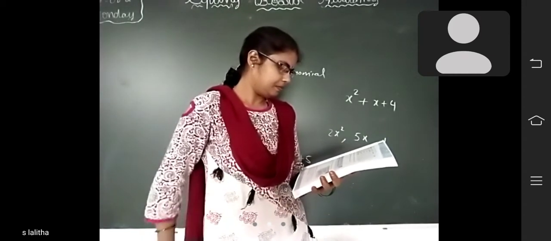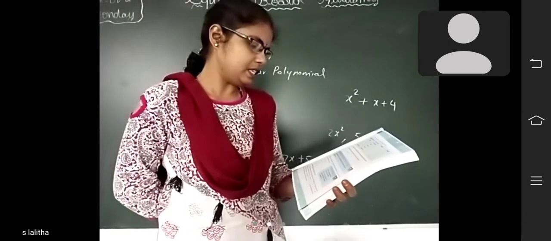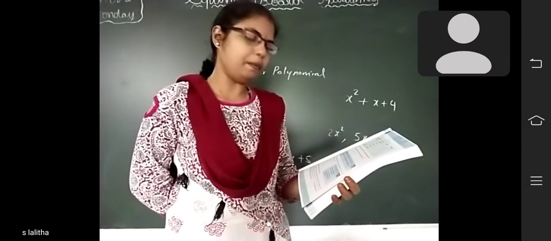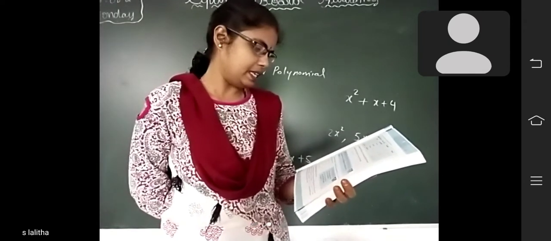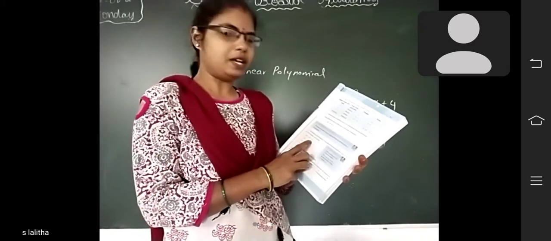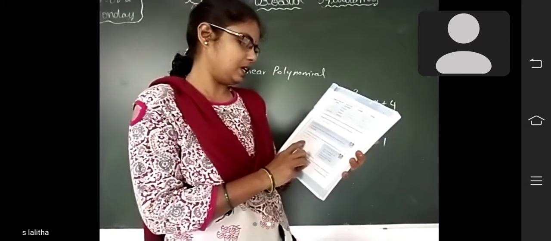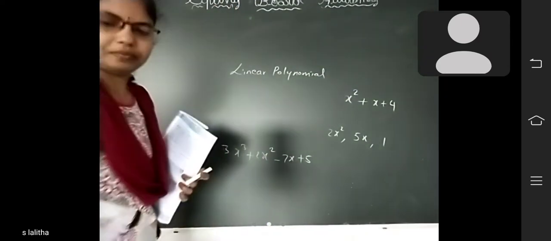Next. See here, if the variable in a polynomial is x, we may denote the polynomial by p of x, q of x or r of x. So for example, we may write p of x is equal to 3x square plus 2x plus 1. q of x is equal to... What are the variables here? 3x square.